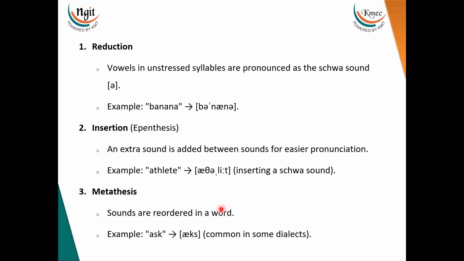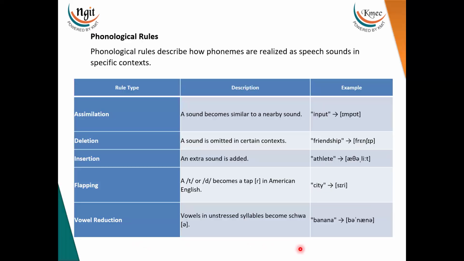Then it's reduction. Vowels in unstressed syllables are pronounced as a schwa sound. The schwa sound example is banana. Next is insertion. An extra sound is added between the sounds for easier pronunciation. Example is athlete, where we are inserting a schwa sound. Then is metathesis, where sounds are reordered in a word. For example, ask, which is common in some dialects.